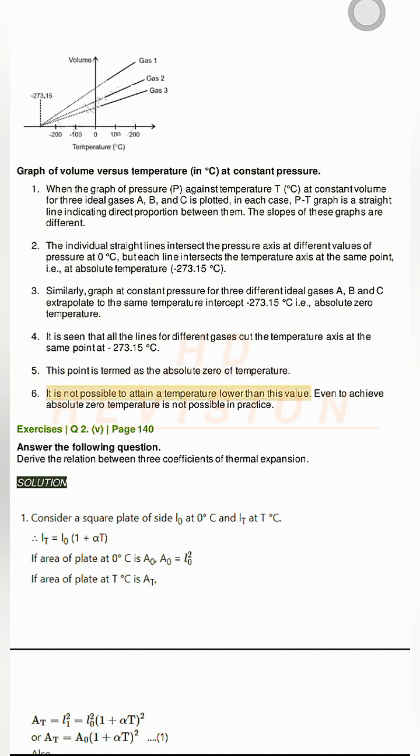6. It is not possible to attain a temperature lower than this value. Even to achieve absolute zero temperature is not possible in practice.